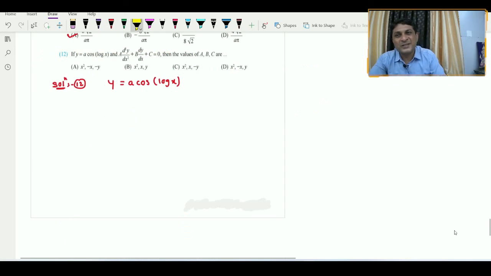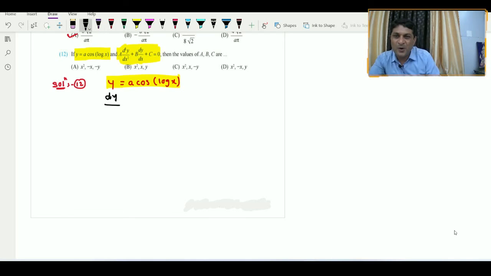Now let us try to solve the last example from this miscellaneous exercise. Here the given function is y is equal to a cos log x. Here we have considered this function and we have to find out the value of this expression. In this expression, terms of dy by dx and d2y by dx square appear. Means we have to differentiate this function 2 times to find out the second order derivative. So let us differentiate it with respect to x.